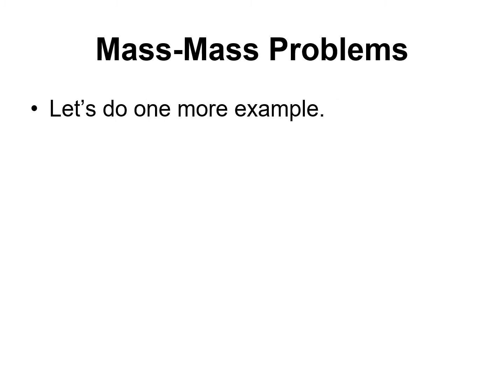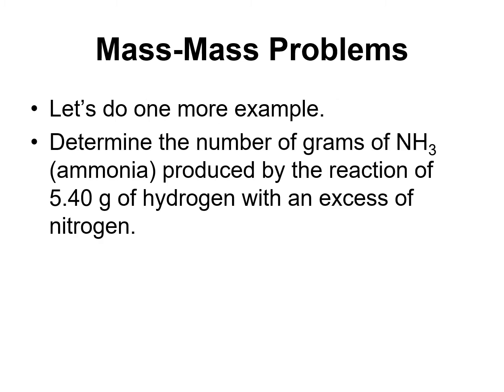Let's do one more example in this video. Let's determine the number of grams of ammonia. Ammonia's formula is NH3. How much ammonia is produced by the reaction of 5.4 grams of hydrogen with an excess of nitrogen?